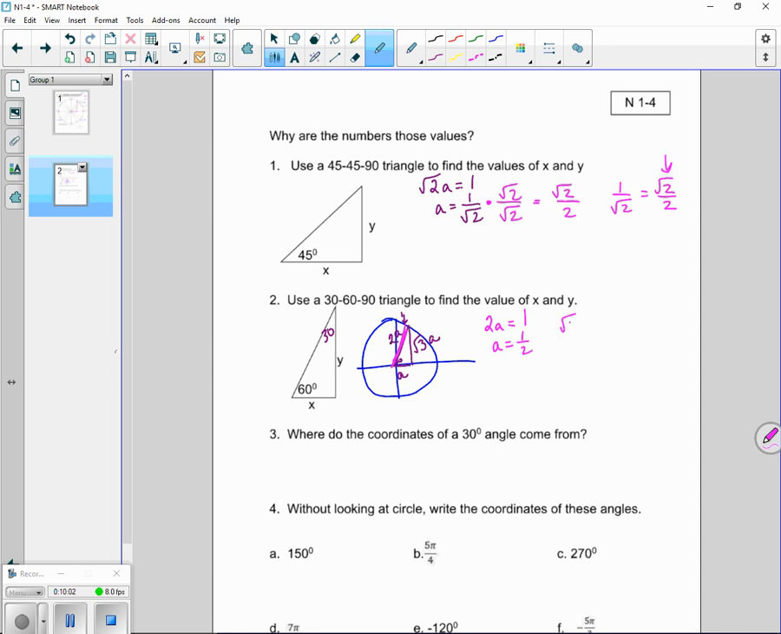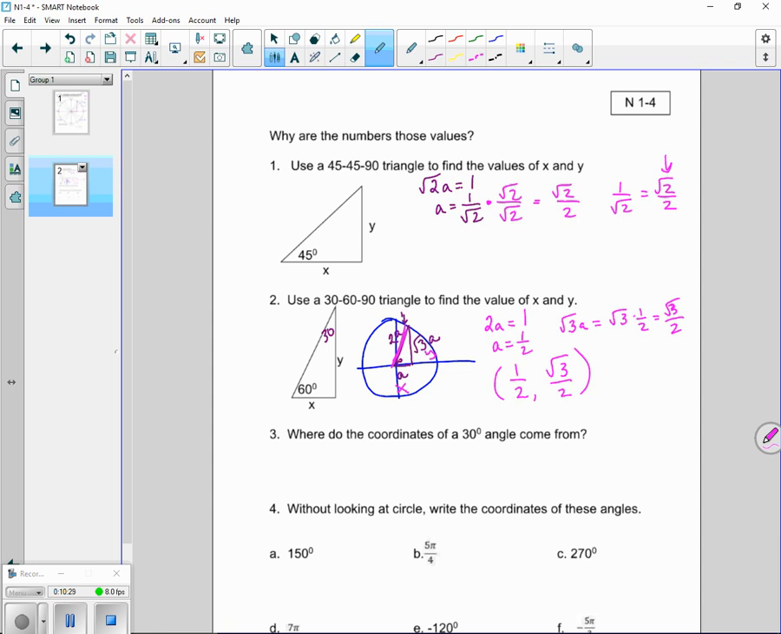And then the square root of 3a is going to be square root of 3 times 1/2, which is square root of 3 over 2. So looking at our picture, this is x and this is y. So for an ordered pair of the 60, the x is going to be 1/2, and the square root of 3 over 2 is going to be the y.